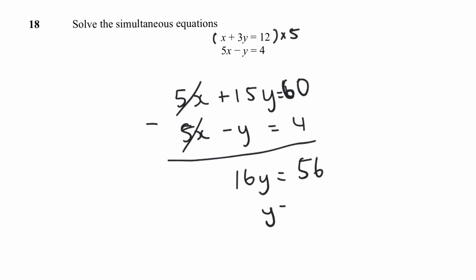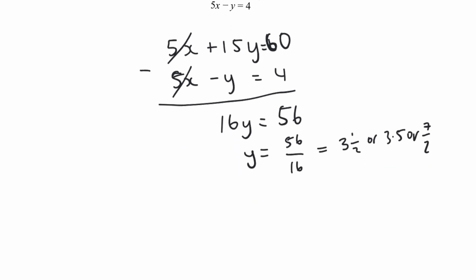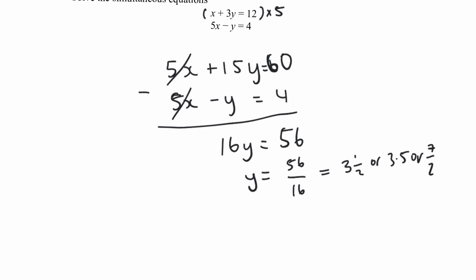Then now to work out what y is, you can either use your calculator or you can do it manually. So 56 divided by 16 would give you an answer of 3.5. Or you could write it as 7 over 2. Either way is the same answer. So then now you know what y is, we can substitute that into one of the equations. So I'm going to substitute into this equation because then I don't have to multiply y by anything else. So less maths to do.